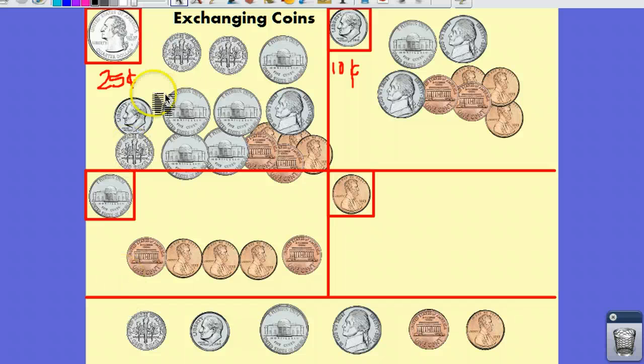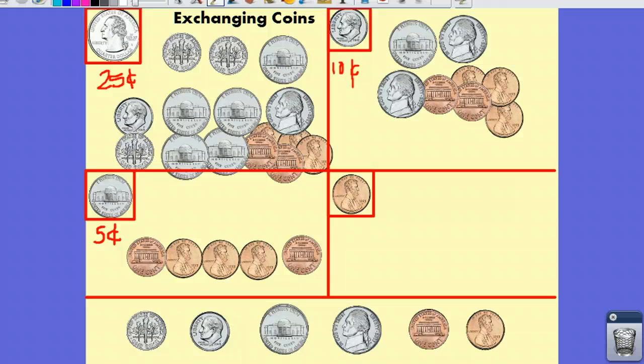When I traded in my nickel, I remembered that a nickel is worth 5 cents, so I had to find other coins that also made 5 cents. The only other coins that I could choose are my pennies. 1, 2, 3, 4, 5. I have 5 cents in pennies, which is the same as 1 nickel. For my penny, I can't do any exchanges because I don't have any coins that, if I add them together, are worth the same amount, because the penny is our lowest valued coin.